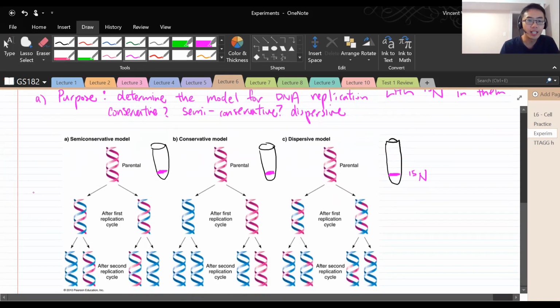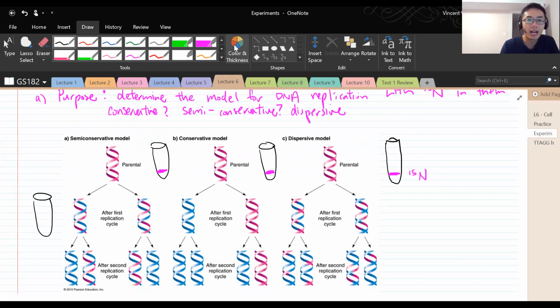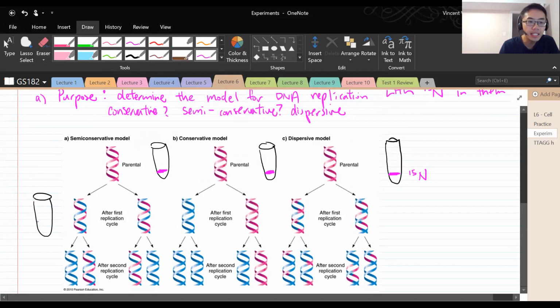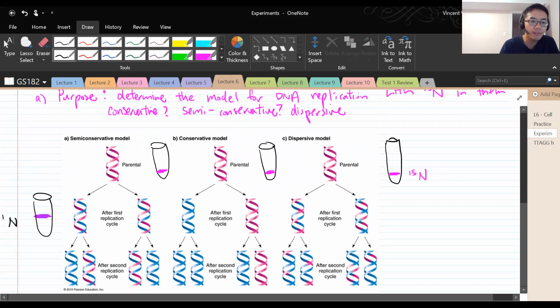So if the model is semi-conservative, then when you extract the DNA from the first generation, you would expect to have a medium band in the middle. This band is going to be a combination of N15/N14, because half of it will be the original material containing the N15, and the blue would be containing the N14. So you will have a band in the middle.